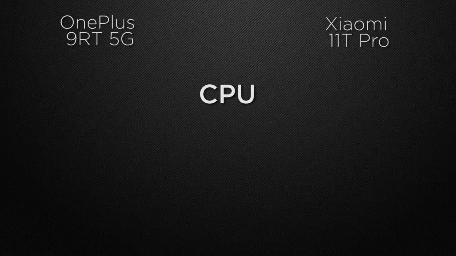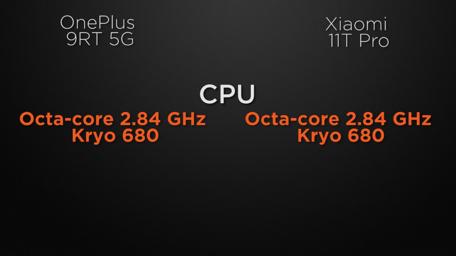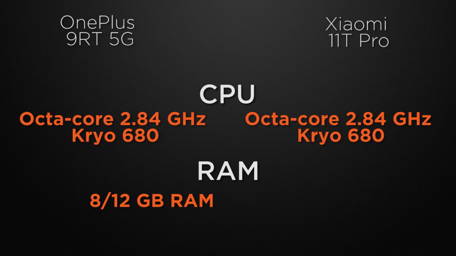Let's talk about the clock speed of the devices. 9RT can clock at 2.84 GHz based on octa-core Kryo chipset, whereas 11T Pro can clock at 2.84 GHz based on octa-core Kryo chipset. So it's a tie because both of the devices have the same clock speed. And about the RAM variants in the devices, 9RT has 8 and 12 GB of RAM variants, whereas 11T Pro has 8 and 12 GB. So it's a tie because both of the devices come with the same capacity of RAM options.